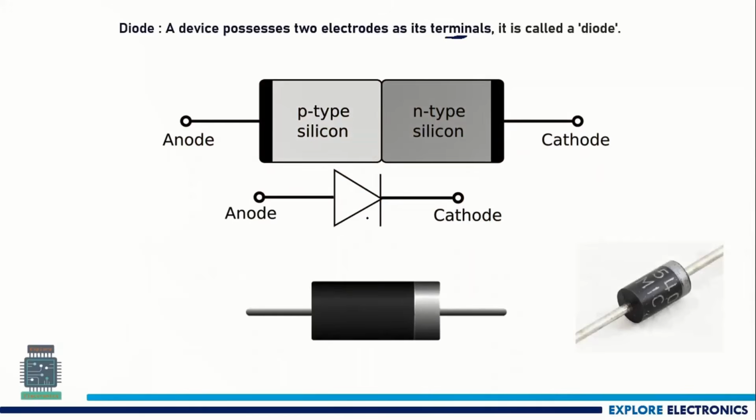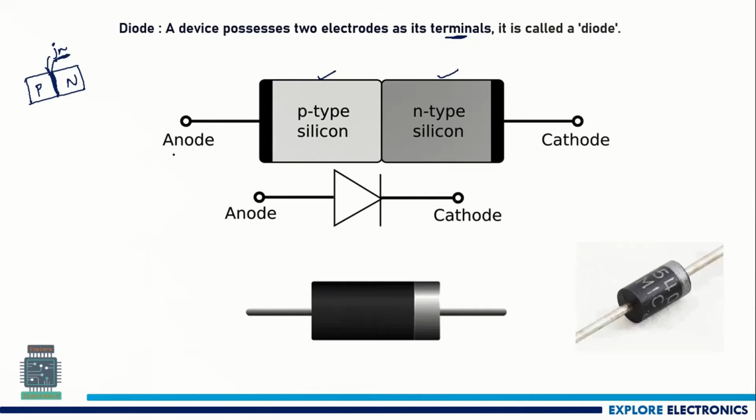Basically, a PN junction diode consists of P-type silicon and N-type silicon that we are going to connect together. So we will have a P region and an N region connected together like this, which forms the junction. Wherever the P and N regions are connected like this, we call it a junction.